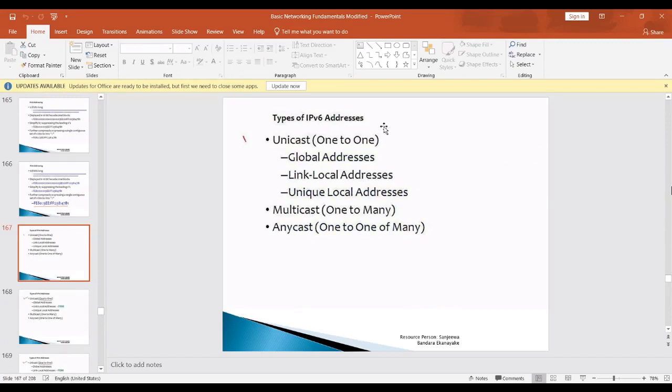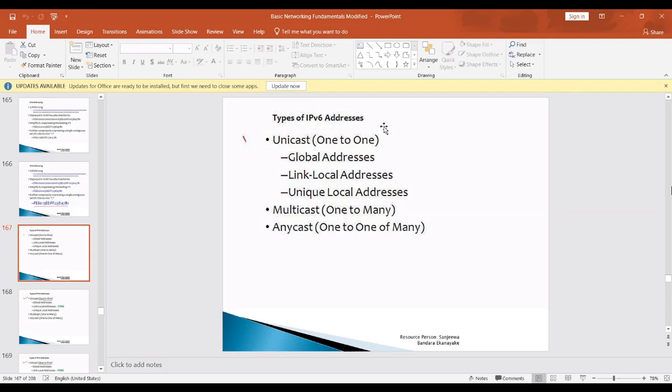That is unicast, multicast, and anycast. Now here you can't find broadcast like in IPv4. Instead of broadcast, you can find anycast. Anycast means one to one of many, right? So in unicast, which is one-to-one communication, there are 3 types of addresses: global addresses, link local addresses, and unique local addresses.